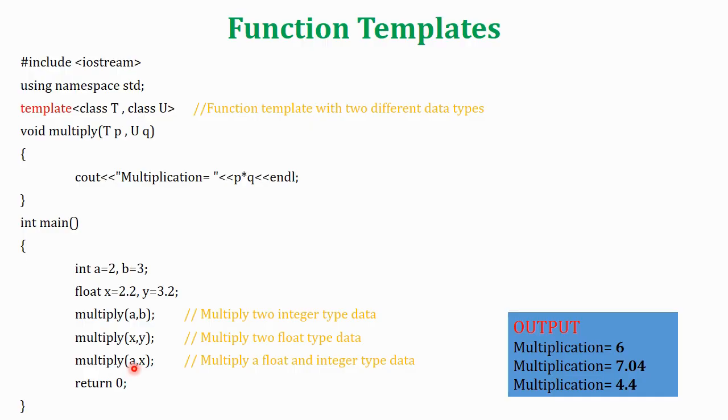a comma x. a belongs to integer, x belongs to float. So in that case, the first T becomes integer and U is acting as a float. Then it will do the operation. Finally it will return the highest data type, that is float. Then finally we'll get 4.4.